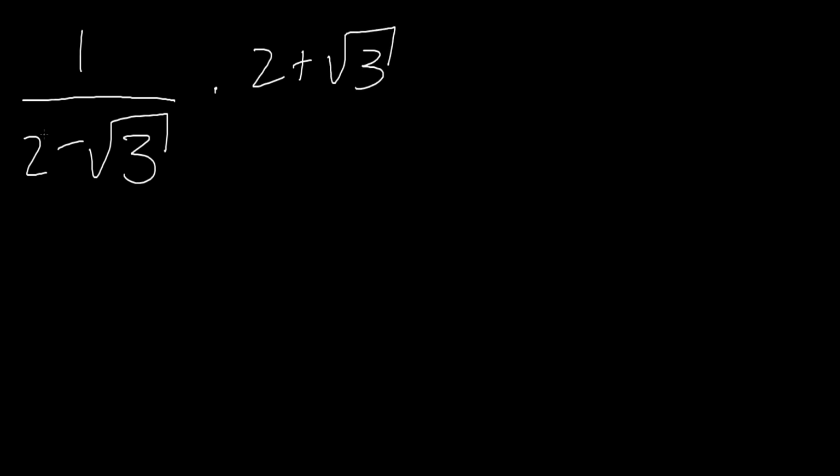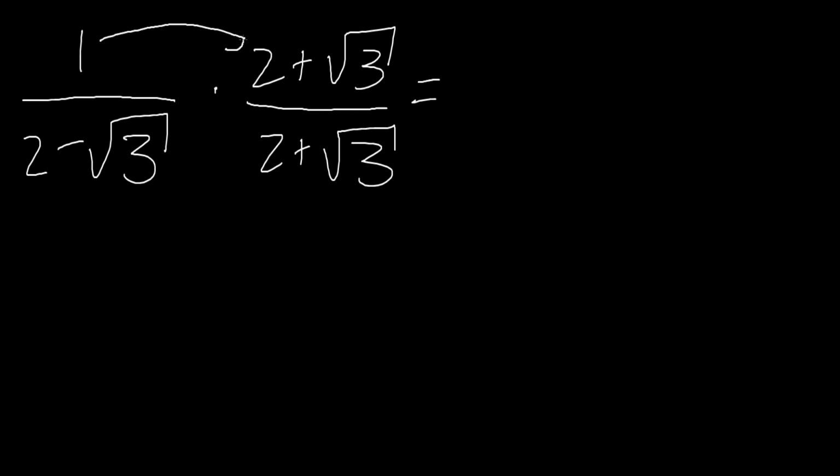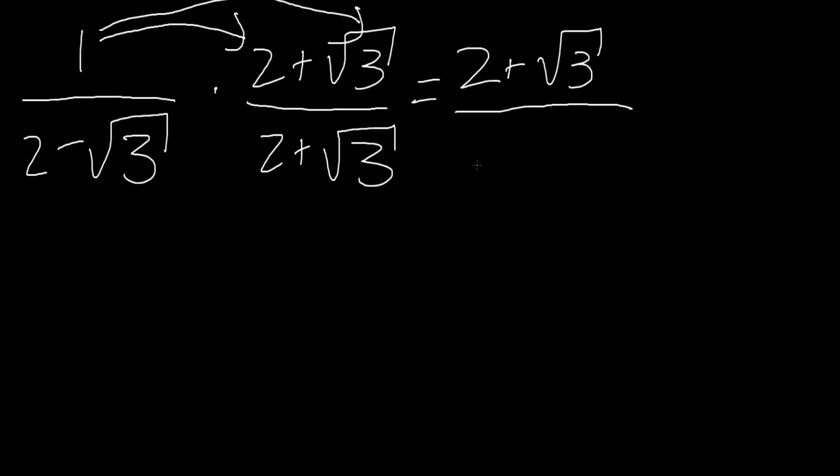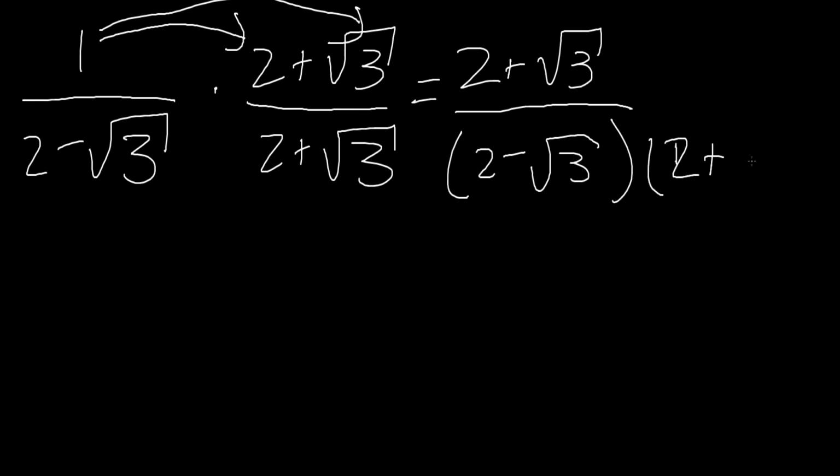The only thing that changed is this sign. So we multiply the bottom by that as well. And now we can simplify this. So 1 times 2, what is that? Just 2. And then 1 times root 3 is just root 3, so 2 plus root 3 over. Now we have 2 minus root 3 and then 2 plus root 3.